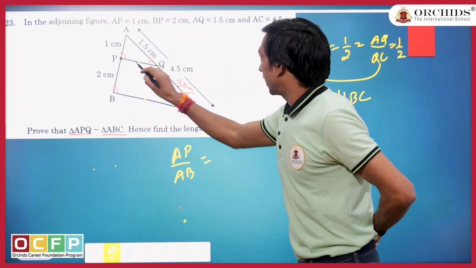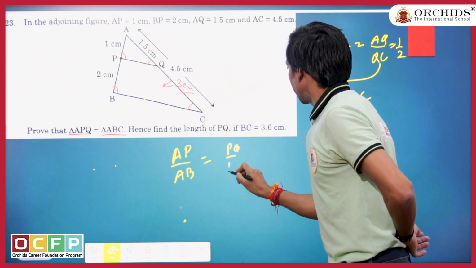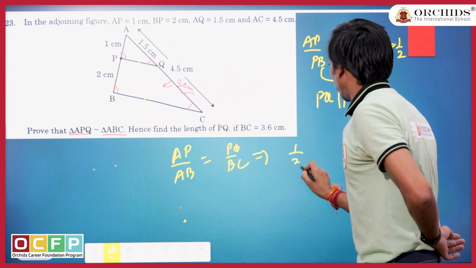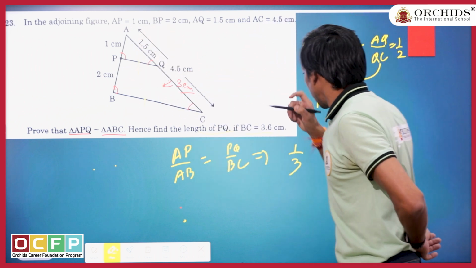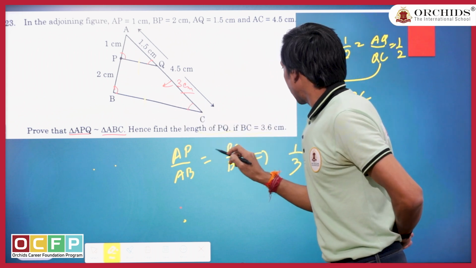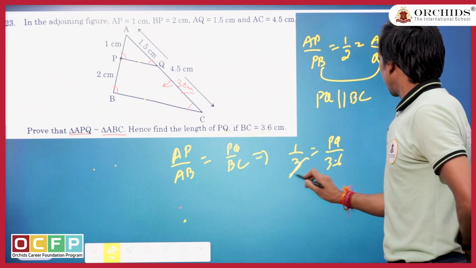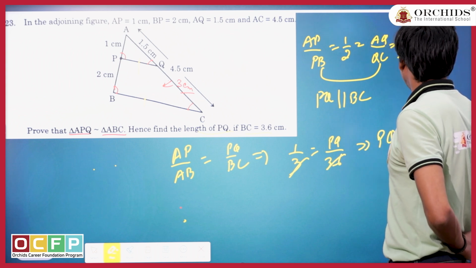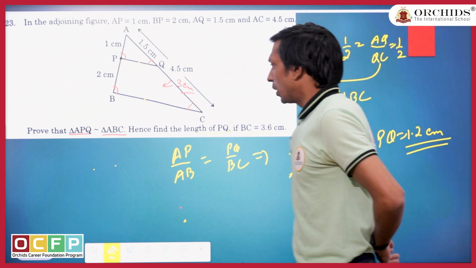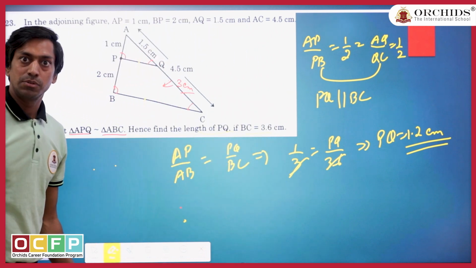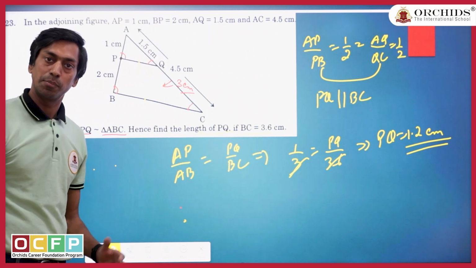So how will I use the relation? AP upon AB is equal to PQ upon BC, since the BC side is given to me. So when we solve this, what will we get? AP is 1 and AB is 1 plus 2, which is 3, equal to PQ, which I need to find, divided by the BC side, already given as 3.6. So if you cancel this, you will get PQ length equal to 1.2 centimeters. That is the required answer for PQ.